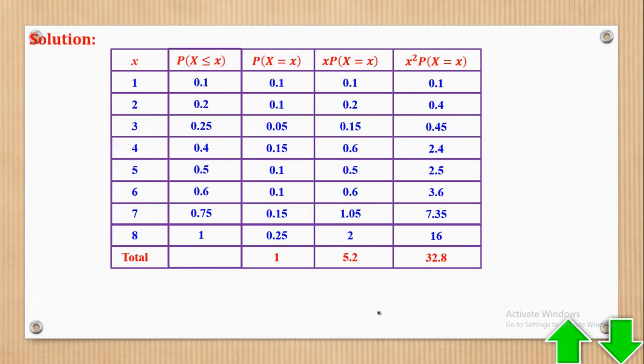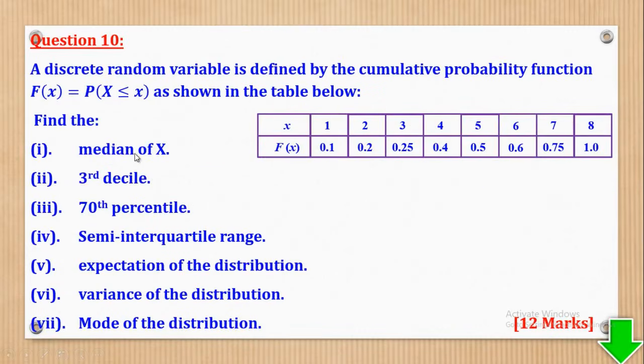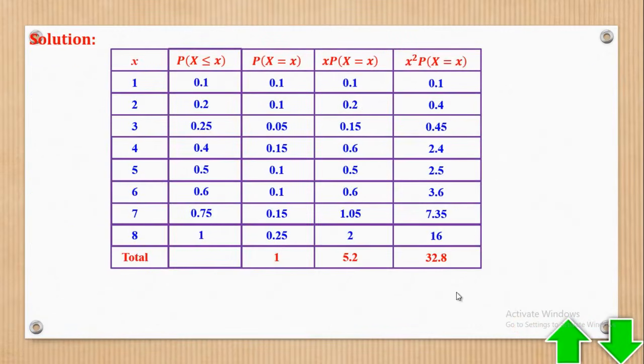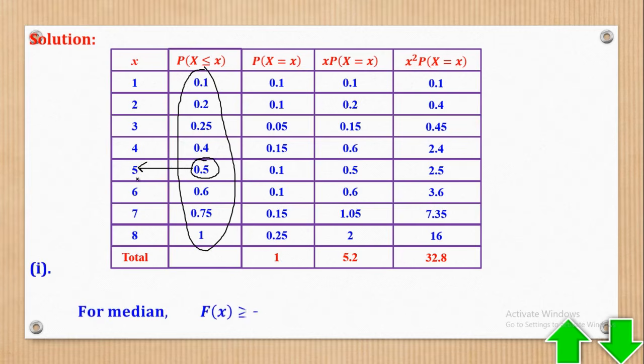So now we shall start answering our questions. The first part, they wanted the median of x. Now median, we said capital Fx is greater than or equal to a half. So what you do, you go to this column of capital Fx or cumulative and look for 0.5. If you look at this, we have exactly 0.5 here, meaning that the corresponding value of x is what becomes our median. So we shall come here and state that the median is equal to 5.